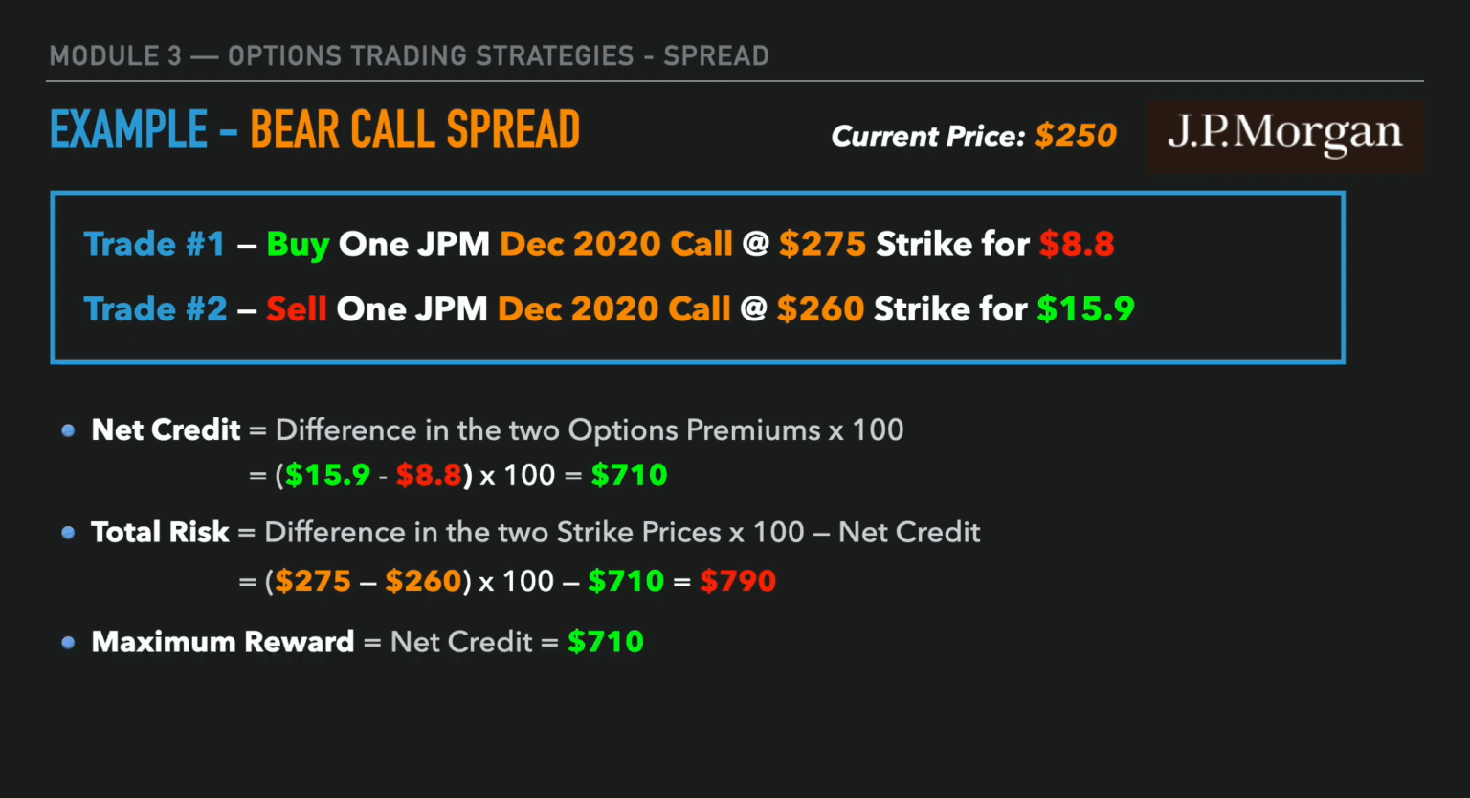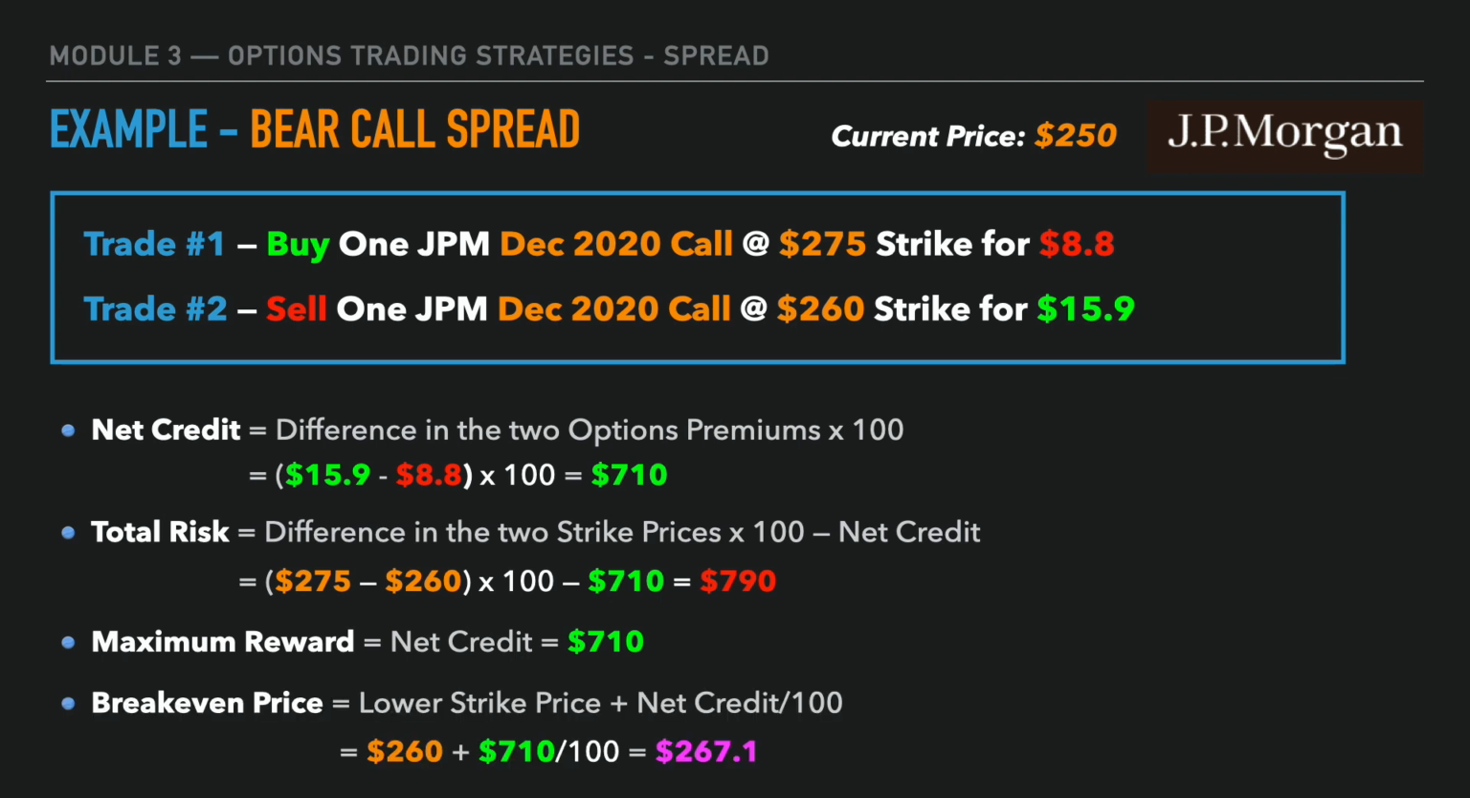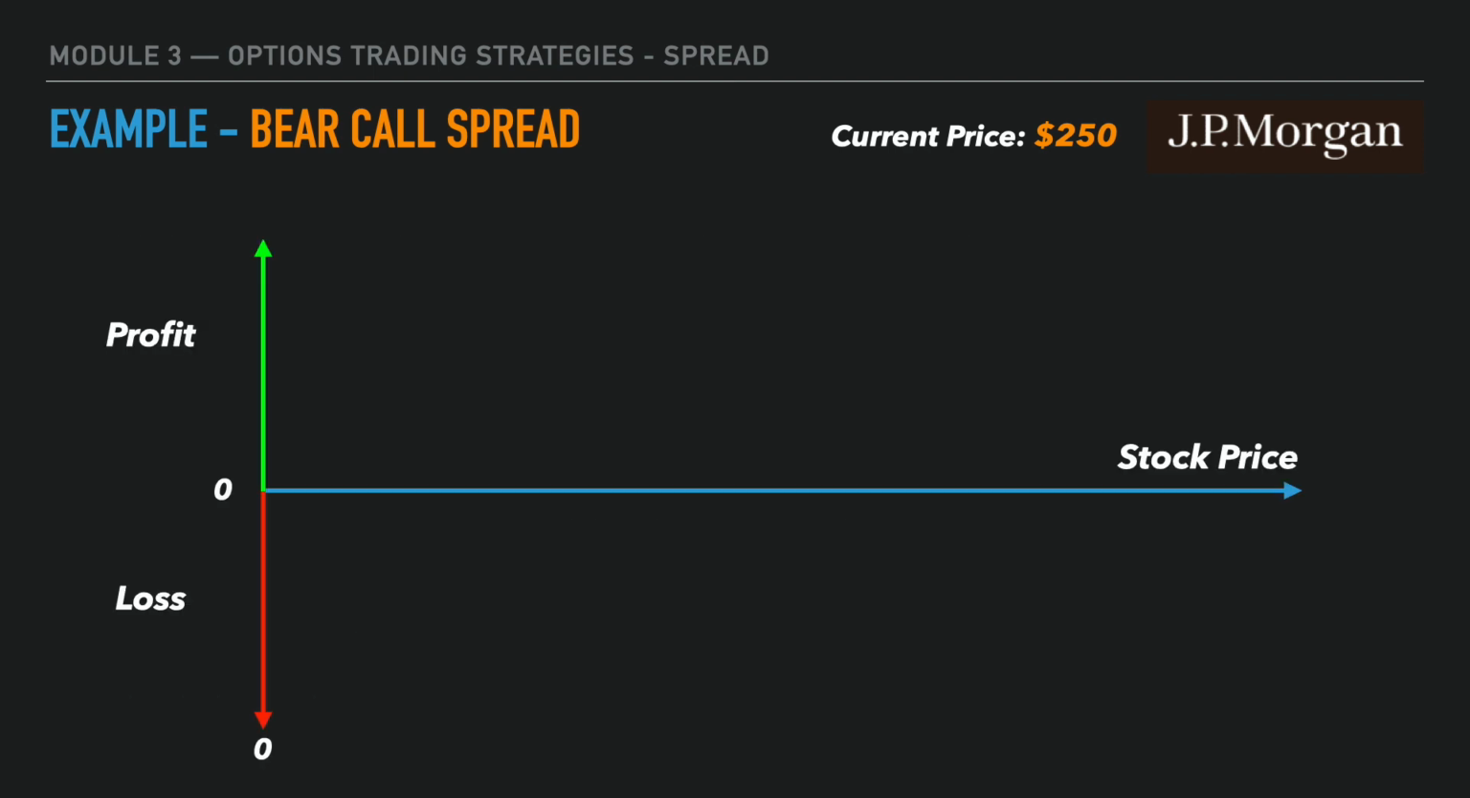Your maximum potential reward is equal to the initial net credit, which is $710. And finally, the break-even price for this trade will be your lowest strike price plus the net credit divided by 100. And after the calculation, we get the break-even price will be $267.1.